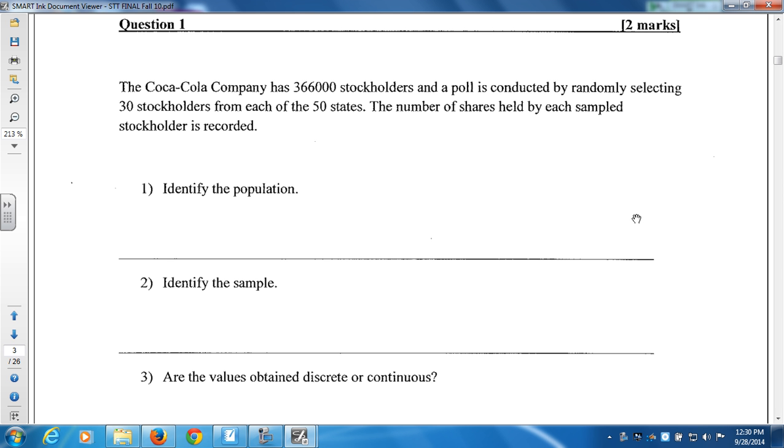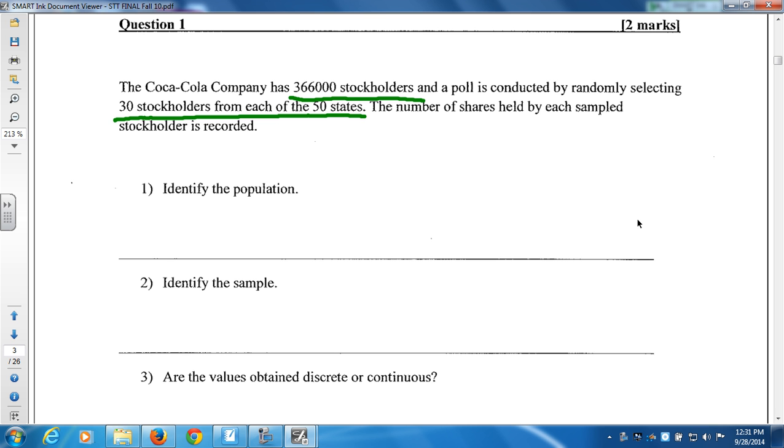So this should be the population, and this should be the sample. This should be your answer. You don't have to calculate anything. You just identify. Tell me the population. You just say 366,000 stockholders from the Coca-Cola company, all stockholders of the Coca-Cola company, like that. And what is in the sample? You tell me 30 stockholders from each of the 50 states. What if we multiply 30 by 50? You're bringing the sample size. If the question asks about the sample size, then you multiply 30 times 50.